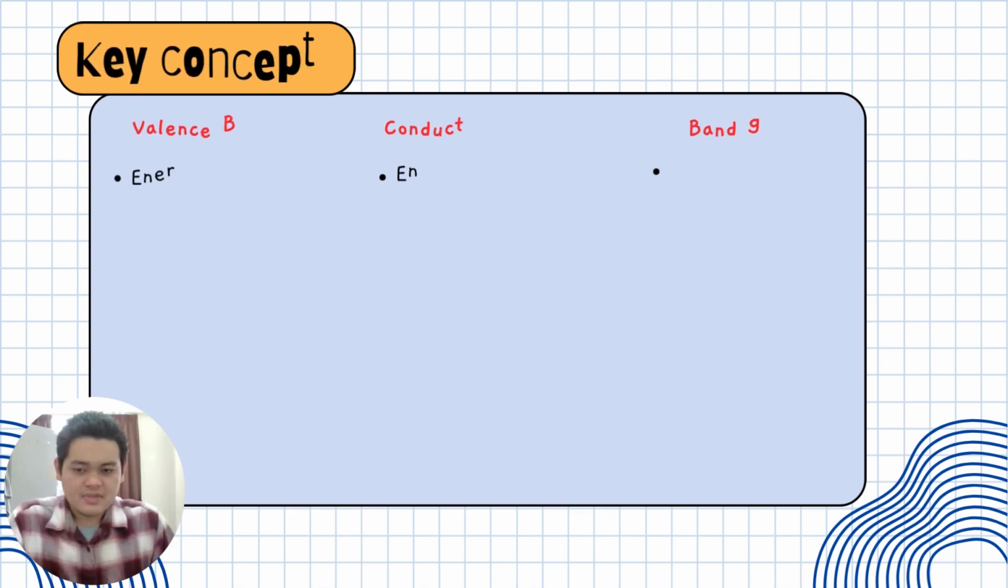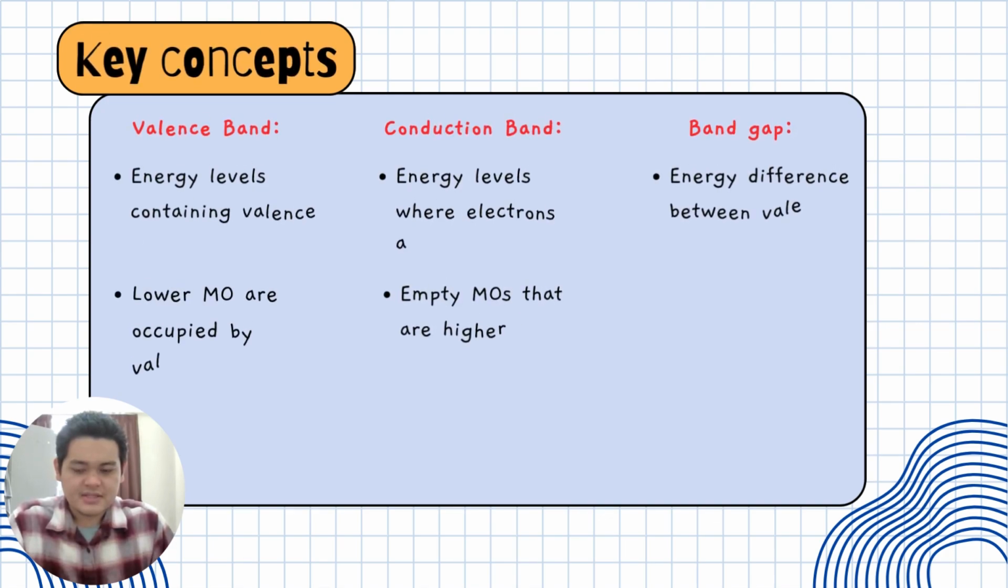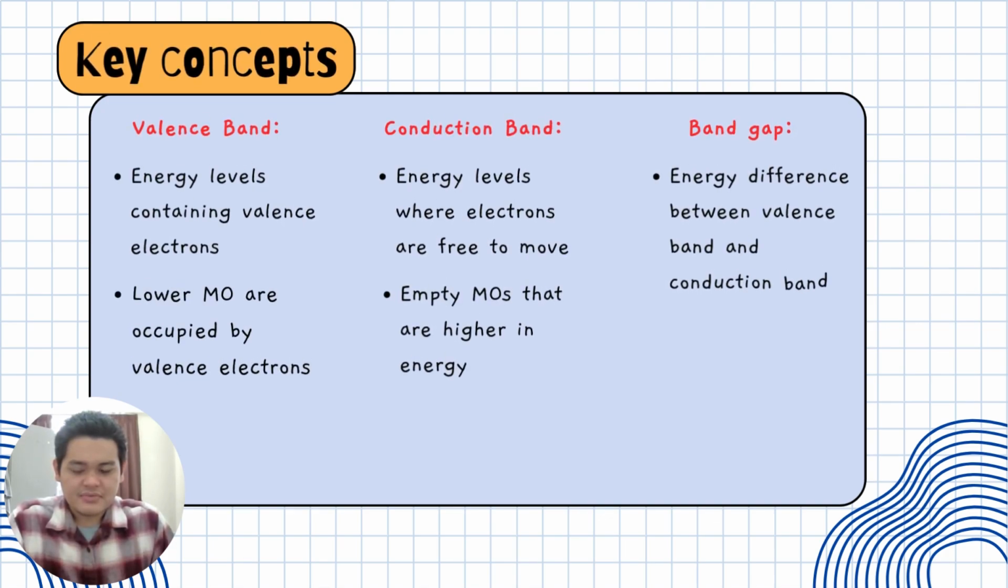There are some key concepts in band theory of metals. The first is the valence band: energy levels containing valence electrons, the lower MOs occupied by only valence electrons. The conduction band: energy levels where electrons are free to move, the empty MOs that are higher in energy. And band gap: the energy difference between valence band and conduction band.